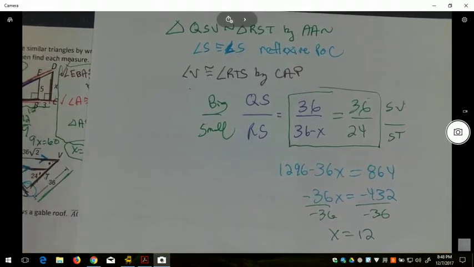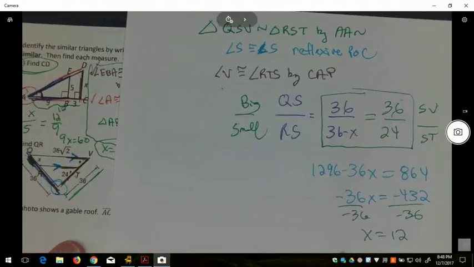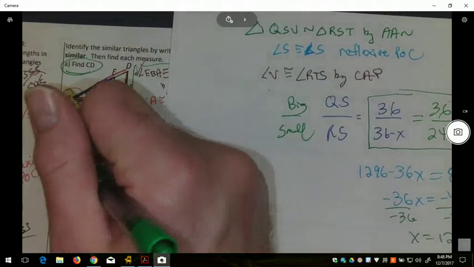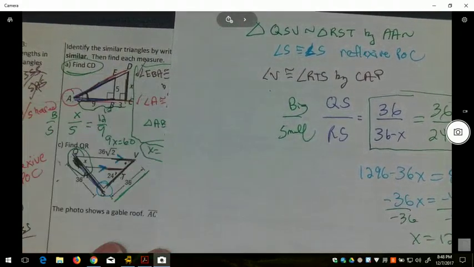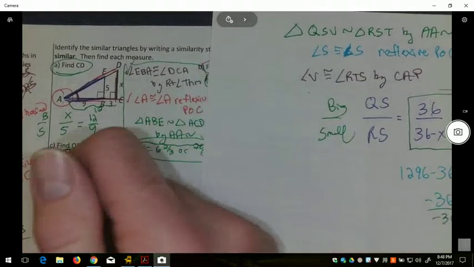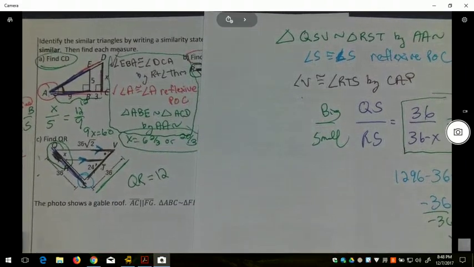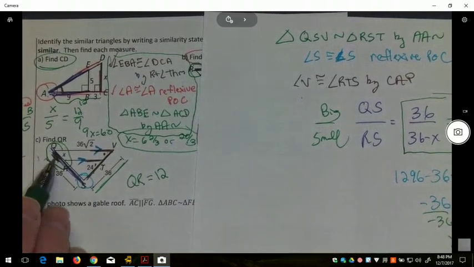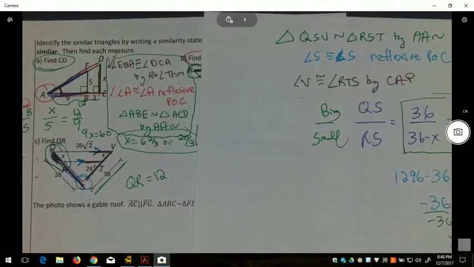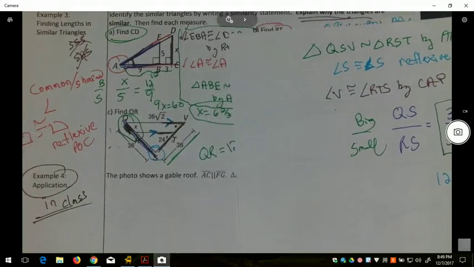And then I go back to see what I was supposed to find, because that is the value of x. Well, we're supposed to find QR, which for this one was the value of x. So QS is 36, QR is 12. Had they asked us to solve for RS, then I'd do 36 minus 12, and I'd have the value of RS as well. This concludes the video notes portion for lesson 7.3.